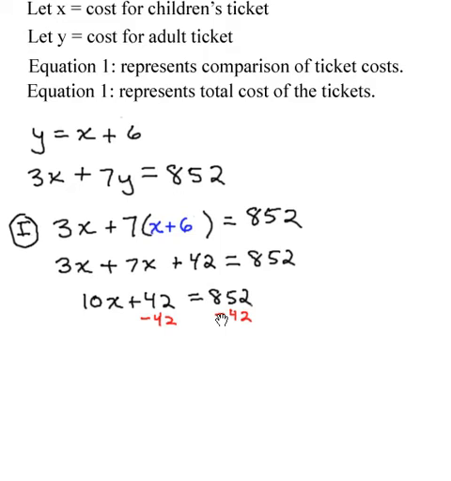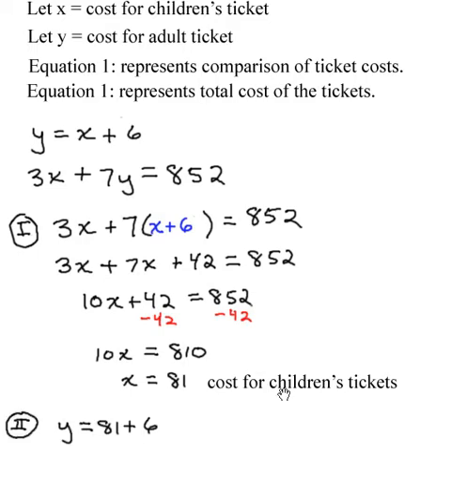Subtract 42 from both sides. That gives us 10X is $810. Divide both sides by 10. And X, the cost for a child's ticket, is $81.